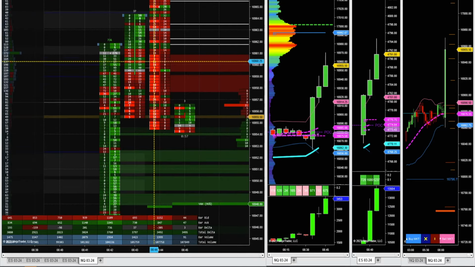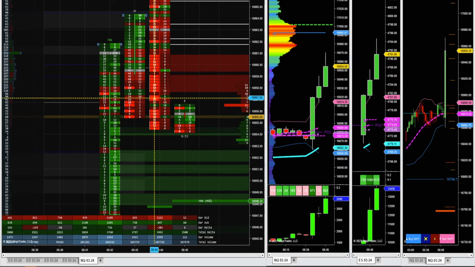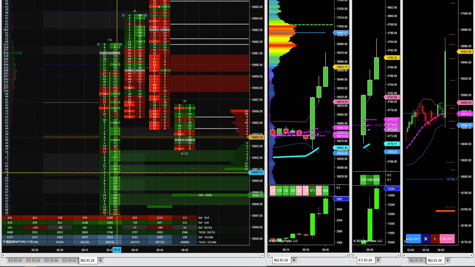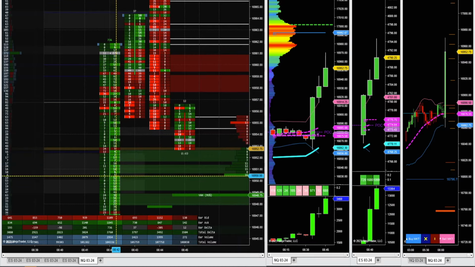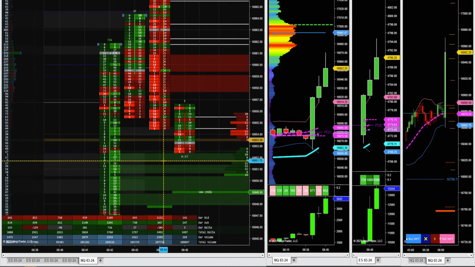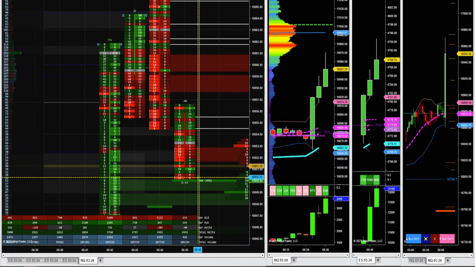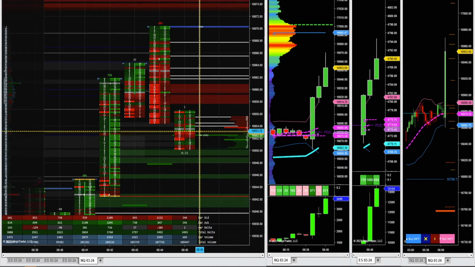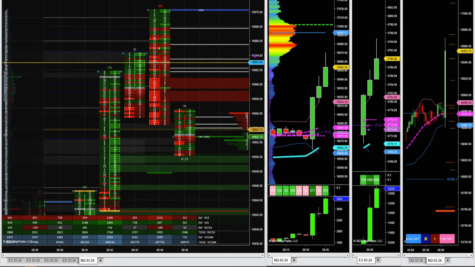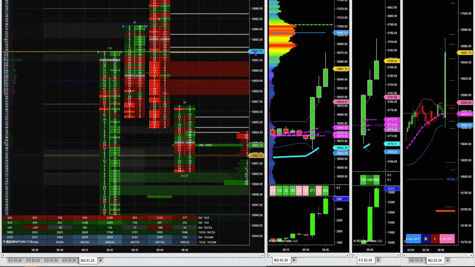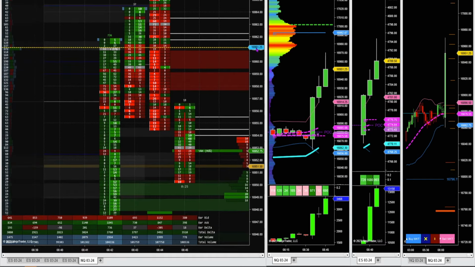You can see all the imbalances here as it's just dropping, and all the buying imbalances that it was creating as it rose, and now they're going to potentially act as support. So yeah, something like this could be really helpful for some people. I tried it for years. I never had consistent success.